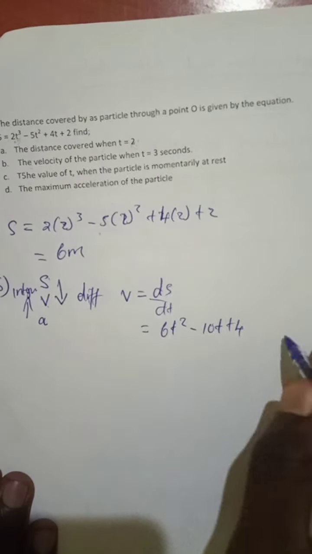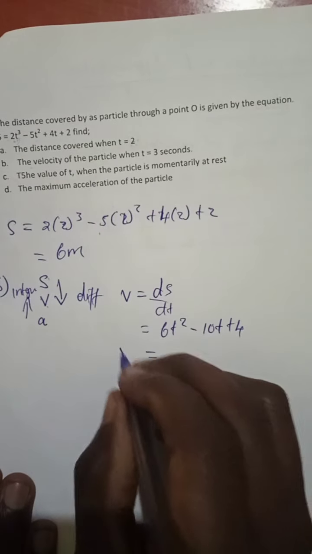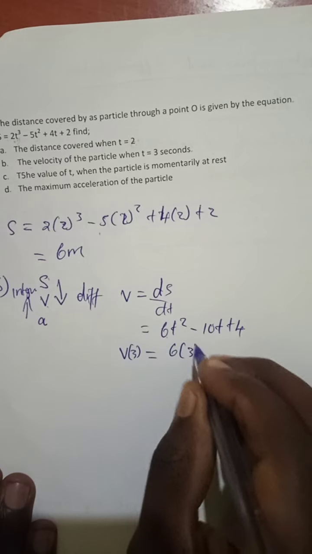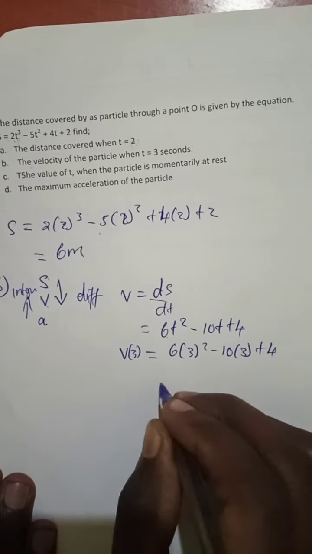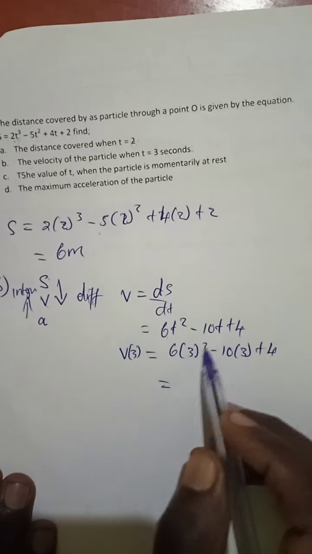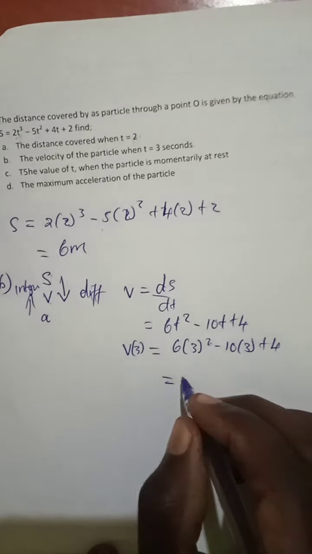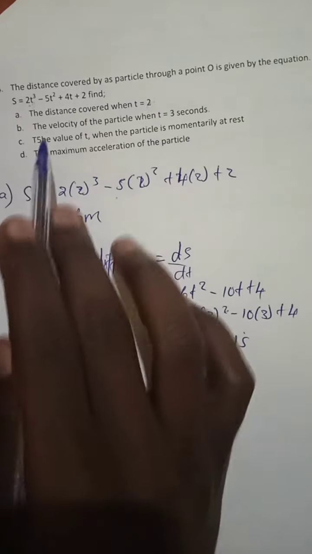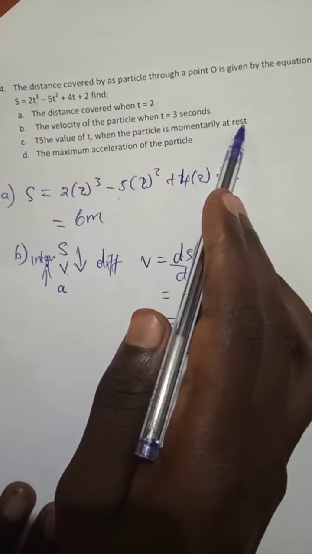So this is the function, but we have said that t is equal to 3. So that is v(3). We now substitute 3 wherever there is t. It becomes 6(3)² − 10(3) + 4. Again from the calculator, this is 54 − 30 + 4, which leaves you with 28 meters per second.